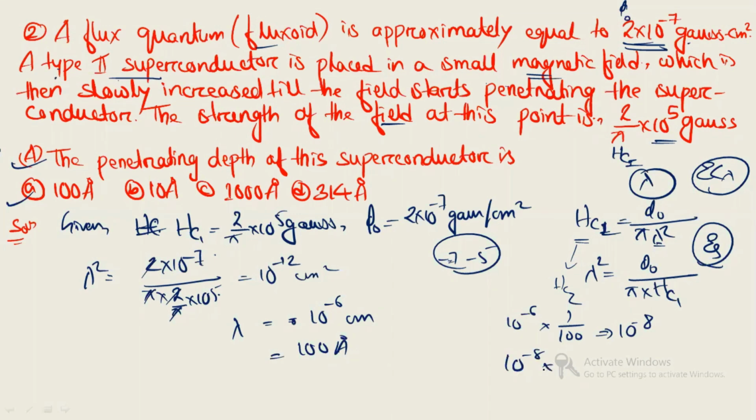So 10 to the power -8, you will directly just write 1 Angstrom is 10 to the power -10. So when you do so, you will just divide by 10 to the power -10. So this will give you 10 square, right? So it is 100 Angstrom. Clear? So this is how you can do the calculation. I'm not going into the details.